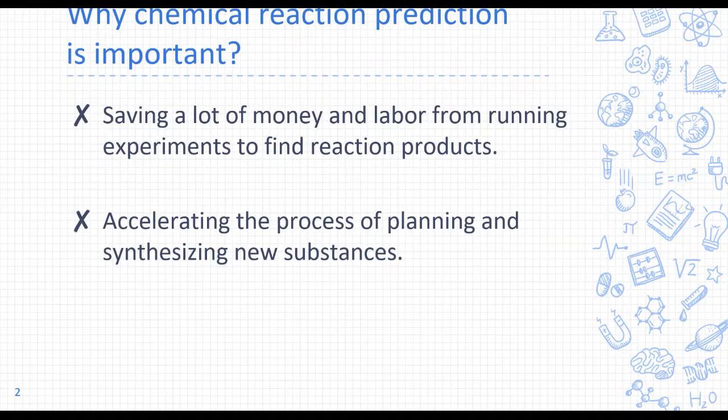First, I would like to say that chemical reaction prediction is a practically important problem because if companies or organizations can predict the products of chemical reaction with high accuracy, they can save a lot of money and labor from running real experiments. In addition, they can accelerate the process of planning and synthesizing new substances.